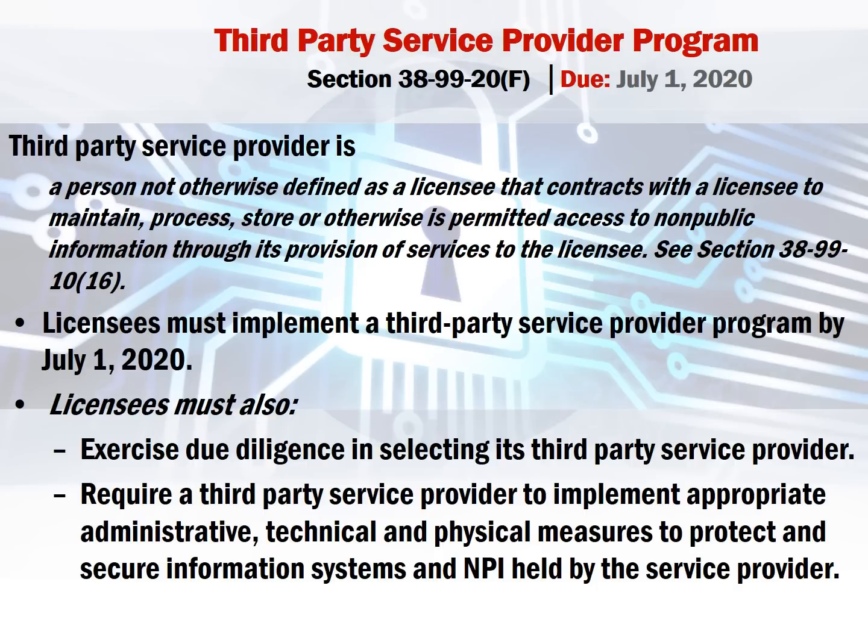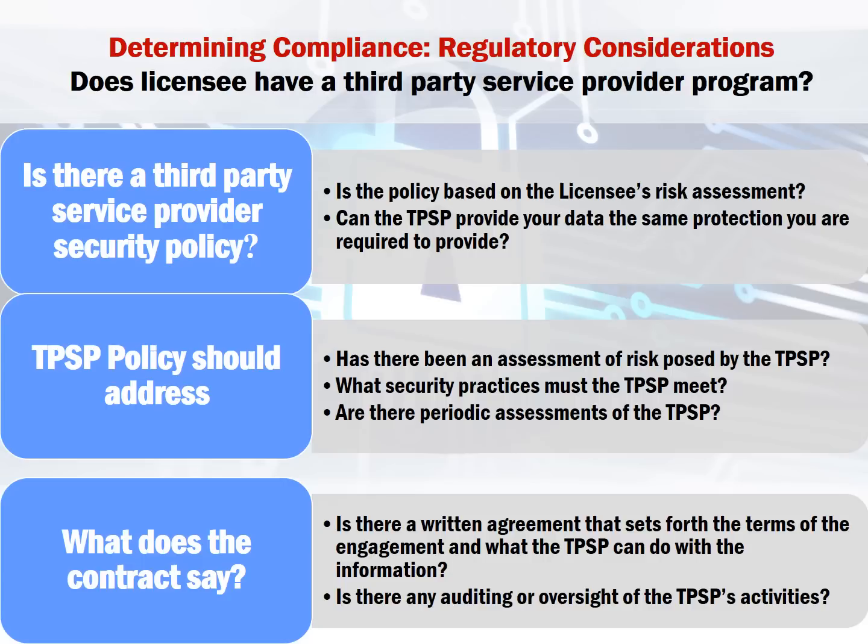Effective July 1, 2020, all licensees must have a third-party service provider program in place. Licensees must exercise due diligence in selecting a third-party service provider and require that third-party service providers implement appropriate security measures to protect and secure information systems and the data contained within them. We received a number of questions about what such a program would look like and what constitutes due diligence. The third-party service provider requirement is not a new one.